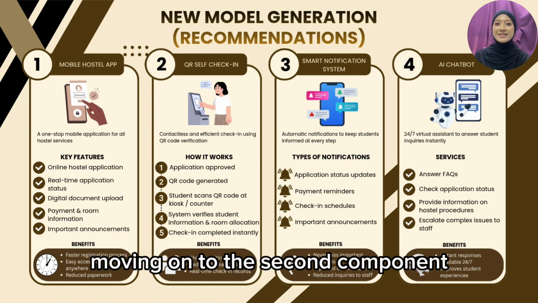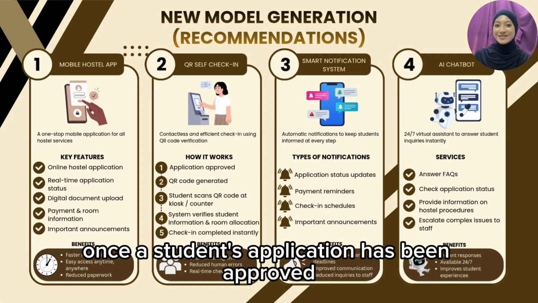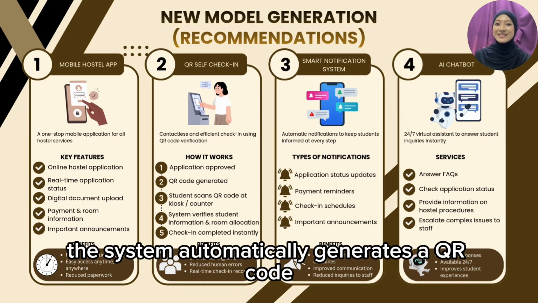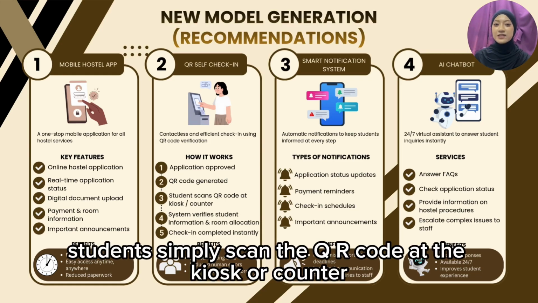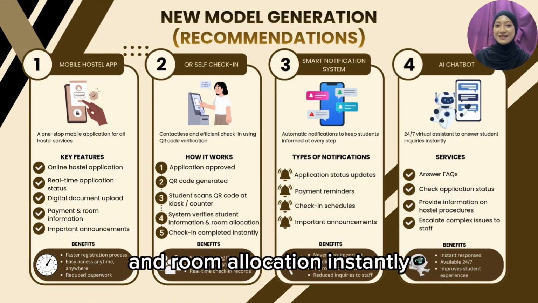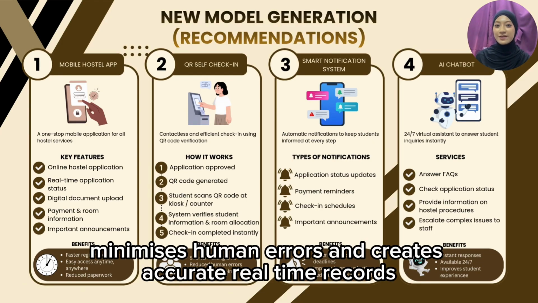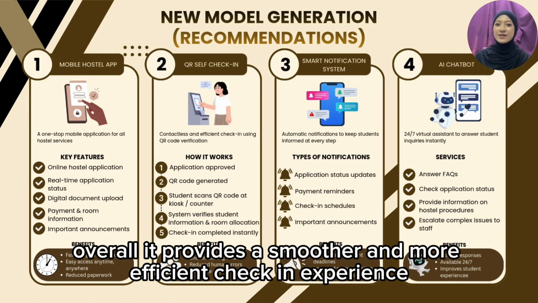Moving on to the second component, the QR self-check-in system. Once a student's application has been approved, the system automatically generates a QR code. During check-in, students simply scan the QR code at the kiosk or counter. The system then verifies their information and room allocation instantly. This process helps reduce long queues, minimizes human errors, and creates accurate real-time records. Overall, it provides a smoother and more efficient check-in experience.